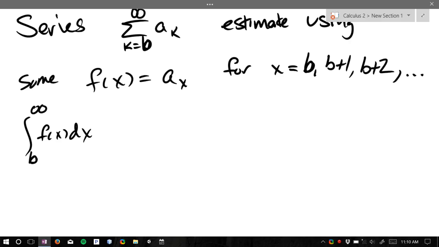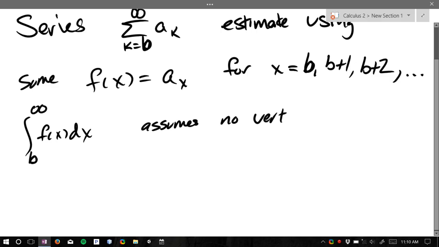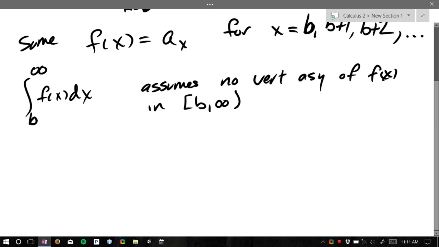Now you do not want to have vertical asymptotes in here. If you have an f(x) that has a vertical asymptote from b to infinity, this is not going to work. So you better not have a vertical asymptote. This assumes no vertical asymptote of f(x) in the interval b to infinity. So we need just a normal function.